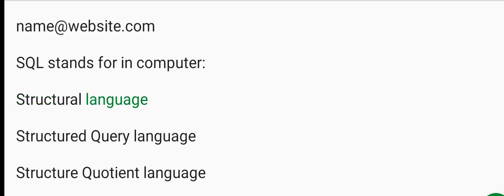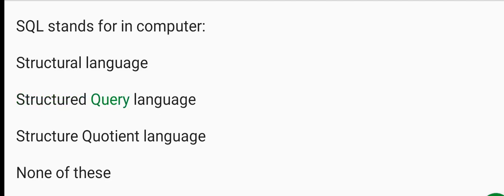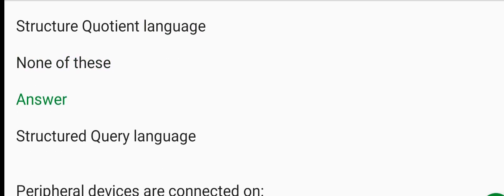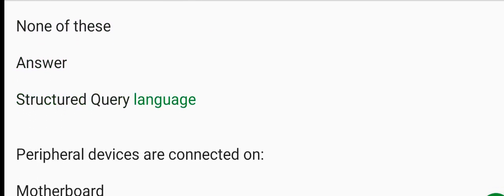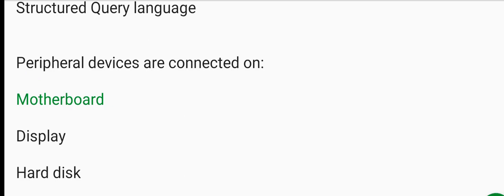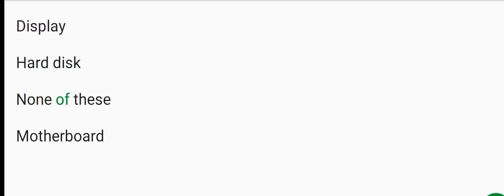Structural language. Structured query language. Structure quotient language. None of these. Answer: Structured query language. Peripheral devices are connected on motherboard, display, hard disk. None of these. Motherboard.